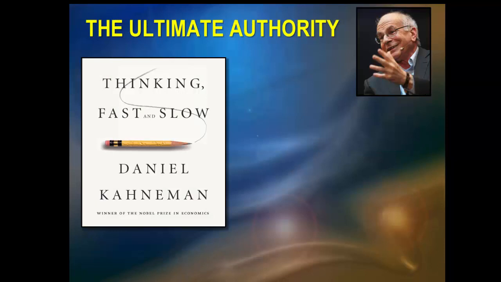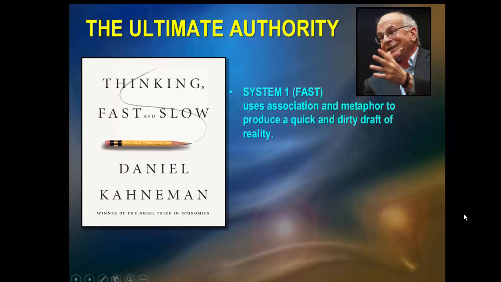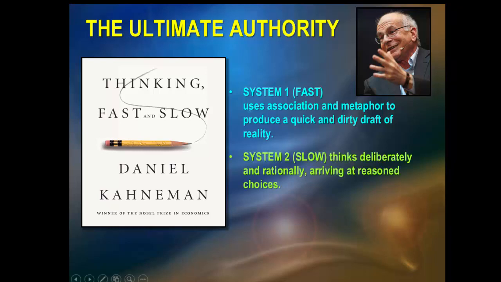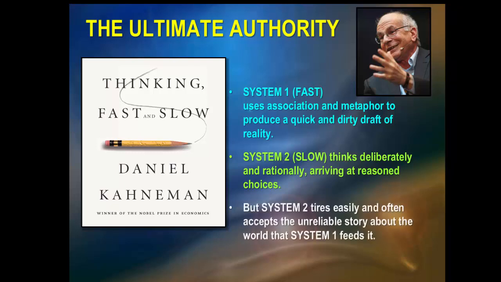Okay, let's take this into the realm of discussions of cognitive bias. The ultimate authority on this is Daniel Kahneman, who wrote a terrific book called Thinking, Fast and Slow, published about 3 or 4 years ago. How many of you have read that? Any of you? Worth reading. He identified that we think in two different systems. System one is what we call thinking fast, uses association and metaphor to produce a quick and dirty draft of reality. System two, slow thinking, thinks deliberately and rationally, arriving at reasoned choices. The problem is that system two tires easily, and often accepts the unreliable story about the world that system one feeds it.